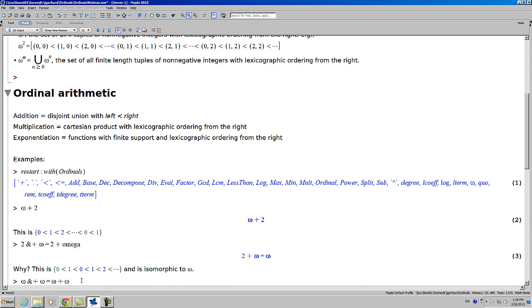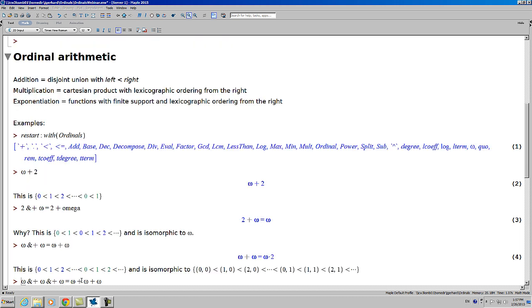So this basically covers everything. If we add other integers than 2 to omega, exactly the same thing happens, just the lengths of the finite pieces are going to be different. So the first thing that is different from what we had so far happens when we add omega to itself. So let's see what happens.